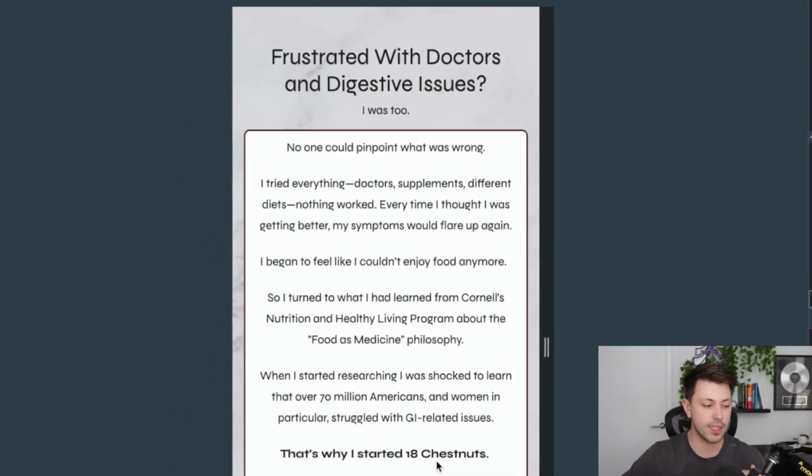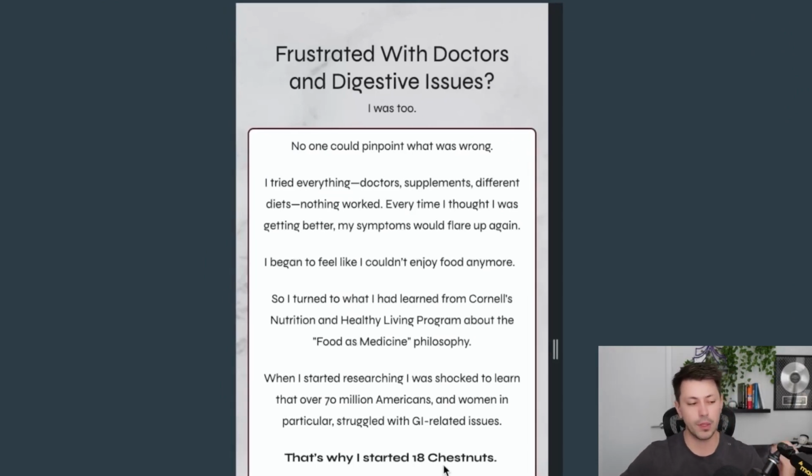Or if they do it in a way where it's all about them and they're like, look at me, I'm this person, yeah. But the thing is nobody knows you and nobody cares about you yet. So what you actually need to do is you need to relate with people with your story so that way they can feel like you understand them, ultimately leading to better conversions. As you can imagine, if you're someone that clicked an ad that was talking about gut health and stomach issues and digestive issues, and then you land on a page that says frustrated with doctors and digestive issues, I was too, you can imagine that you're going to be pretty hooked in.